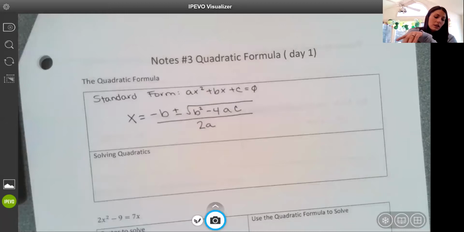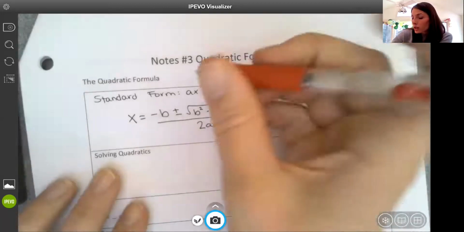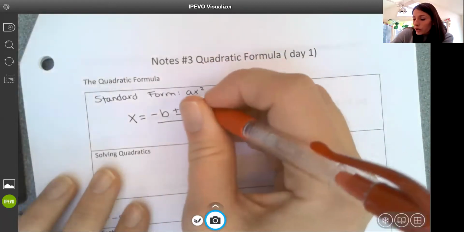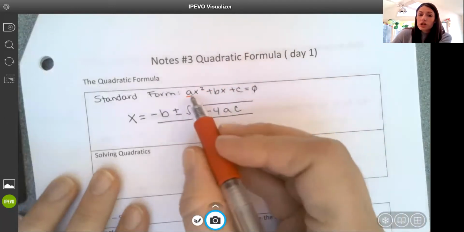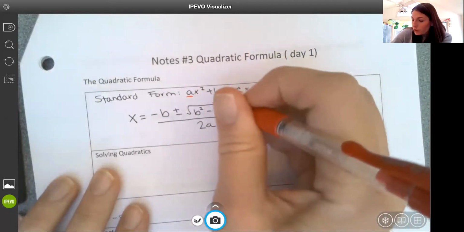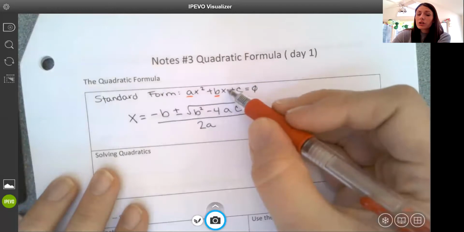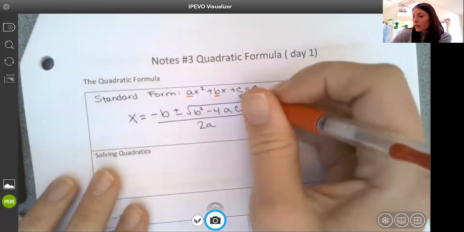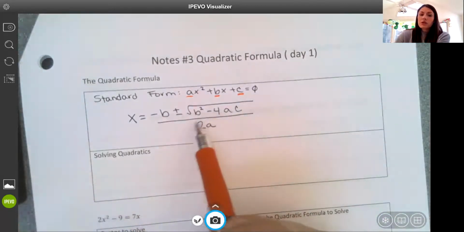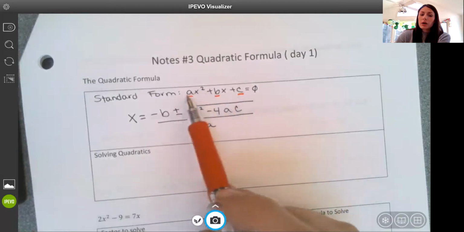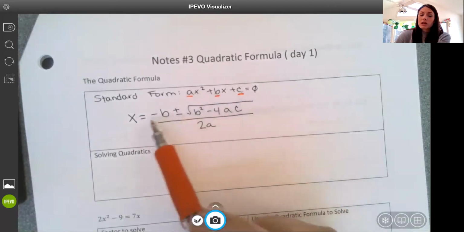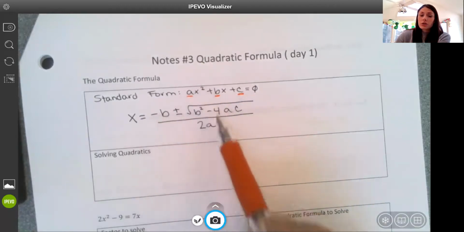Now, a, b, and c, those values are coming from the coefficient in front of our x squared term, which is a. The coefficient in front of our linear term is b, and then our constant term is c. So we're just substituting in our values a, b, and c into our quadratic formula, not including the variable term.